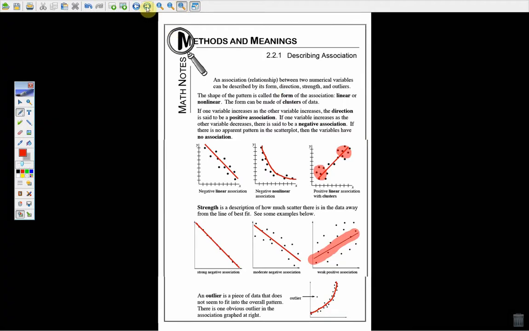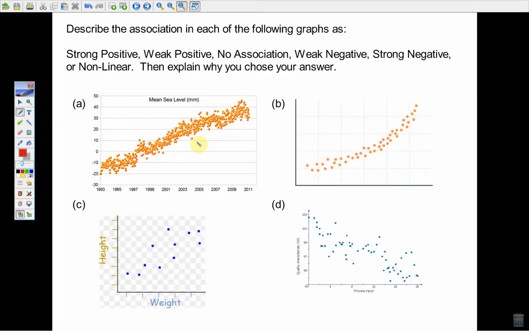So to leave things off with you guys, take a look at these four graphs I have here, A, B, C, and D, and describe the association in each of the following graphs as strong positive, weak positive, no association, weak negative, strong negative, or nonlinear. And I didn't include moderate. You may want to throw in your own, like a moderate positive and a moderate negative, if you feel that's a more appropriate choice. But I want you to explain why you chose your answer and be prepared to talk about that in class. All right, have a good day.